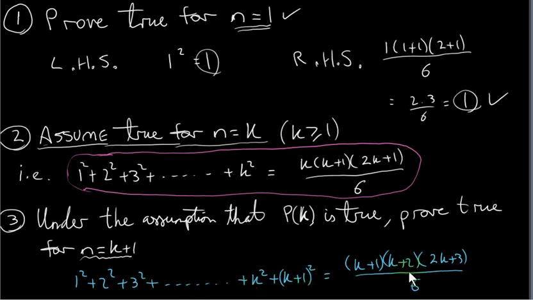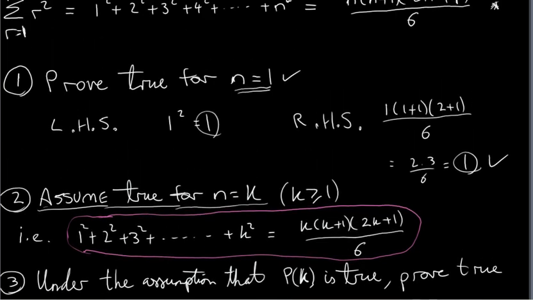So this here is what we want to prove. If we're proving that the statement is true for n equals k plus 1, then we have to sum the first k plus 1. We have to get the sum of the squares of the first k plus 1 integers. And if we're going to use our formula, then we have to replace n with k plus 1. So let's look at the formula again.